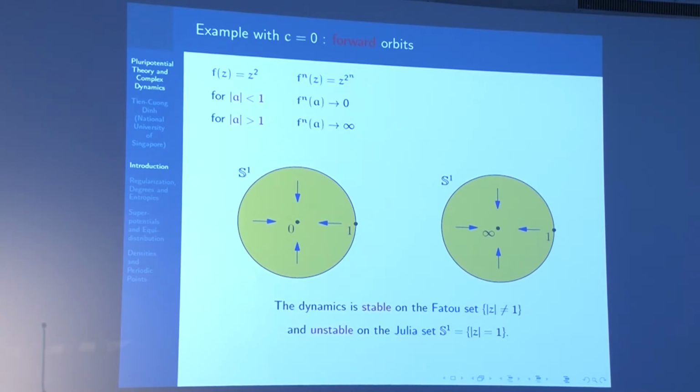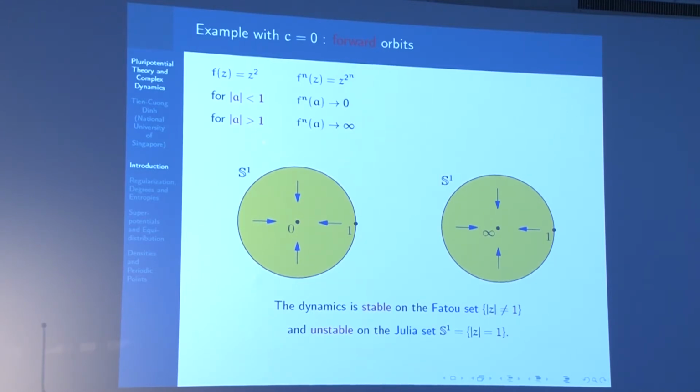So let me give you a very simple example where c is equal to 0. This is almost the unique example where you can compute everything easily. So f(z) = z² and fⁿ(z) = z^(2ⁿ). You see that if the absolute value of a is smaller than 1, meaning we are inside the unit disk, then the orbit of a goes to 0. And in this yellow set, the dynamics is somehow stable, because if you change a little bit the value of a, then a is still smaller than 1, and the orbit still goes to 0.